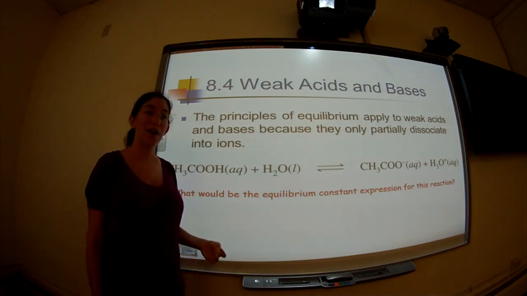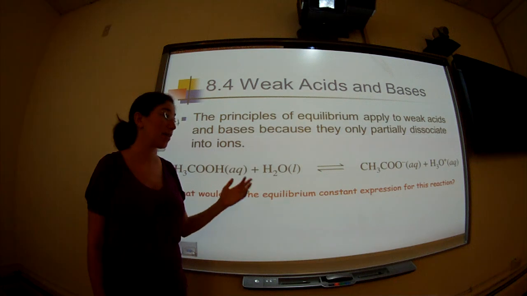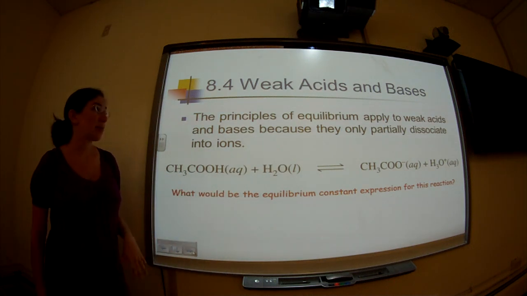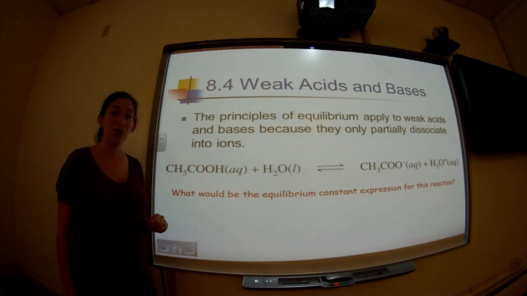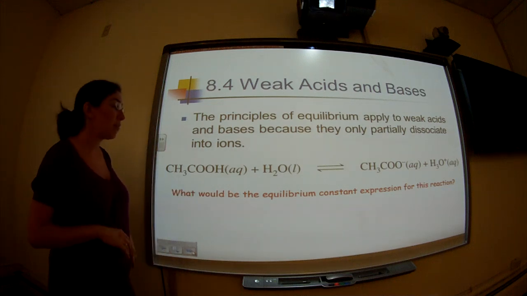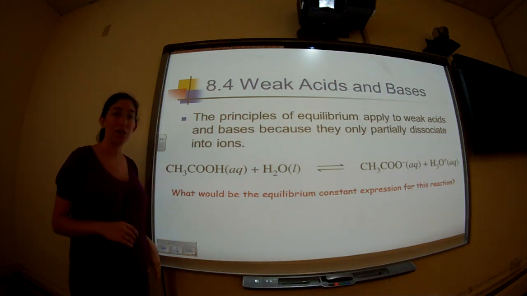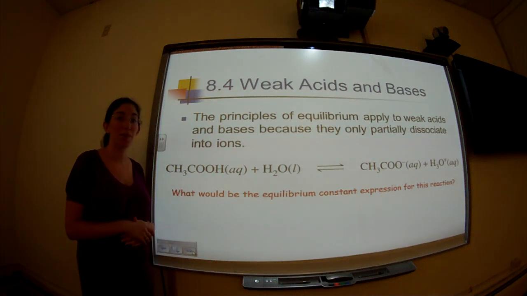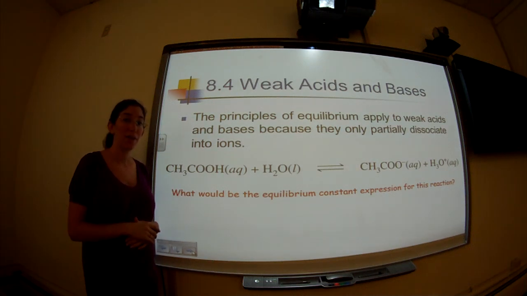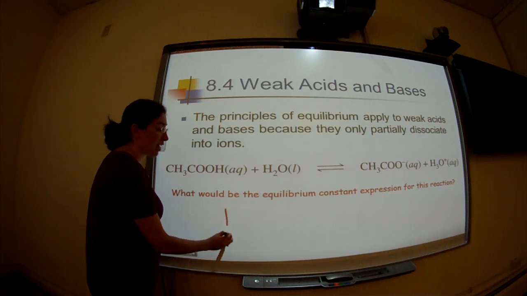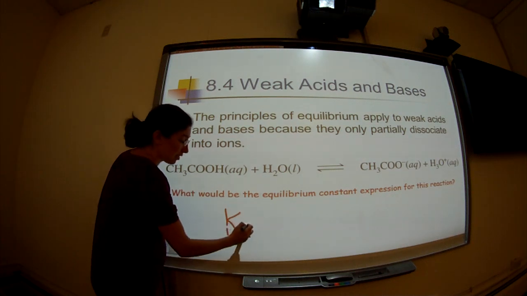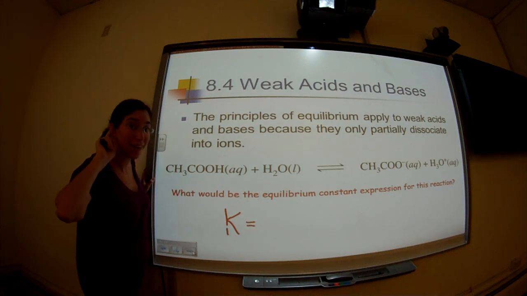So these principles of equilibrium apply to weak acids and weak bases because they are at equilibrium. They only partially dissociate. Here's a quick pop quiz question for you. What would be the equilibrium constant expression for this reaction? Go ahead and write it out. We've been talking about Le Chatelier's principle for a few minutes now, but do you remember, when I say the equilibrium constant, what am I talking about? It's K. And K equals what? Go ahead and tell me.